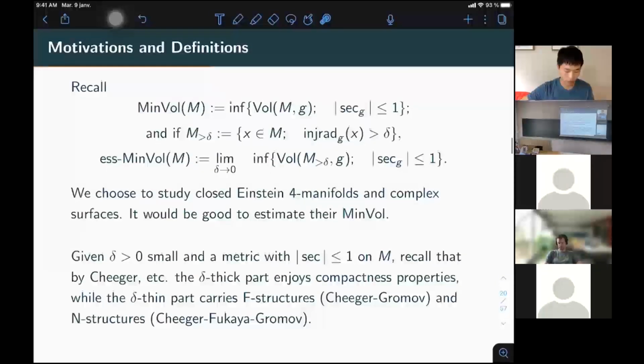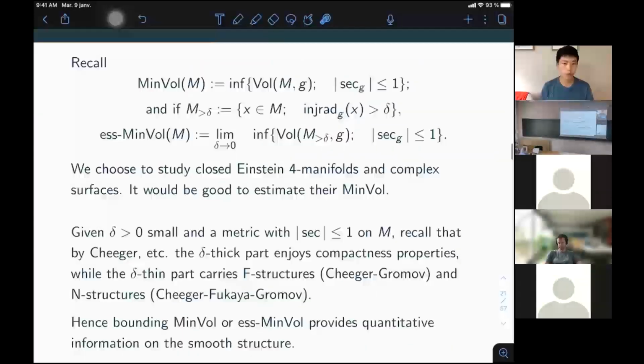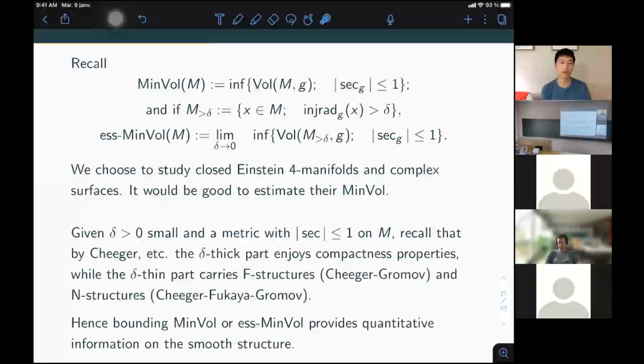So it means that if you can bound, say, from above the minimum volume or the essential minimum volume, that provides quantitative information on your smooth structure. For example, if you have a bound on the essential minimum volume, that means you can decompose your manifold into two pieces: one piece where locally you have those very strong structures, those N-structures, and another piece that has everything bounded by this bound on the essential minimum volume.